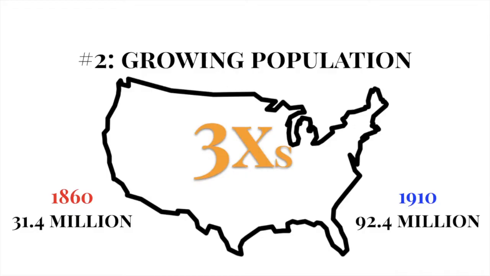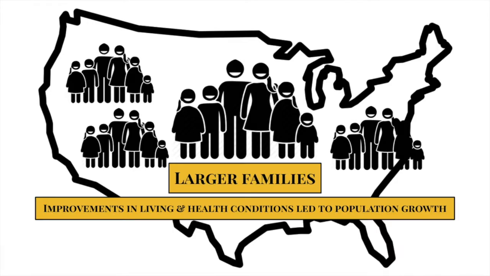The second reason why America is going to industrialize quickly is because of its growing population. In order to meet the demand of a very, very quickly growing population, by the time of the Civil War in 1860, the American population was around 31.4 million. By 1910, it's going to triple to about 92.4 million. That's just in the span of 50 years. So the population is going to grow quickly, and industry is going to have to also grow quickly in order to meet that growing demand.